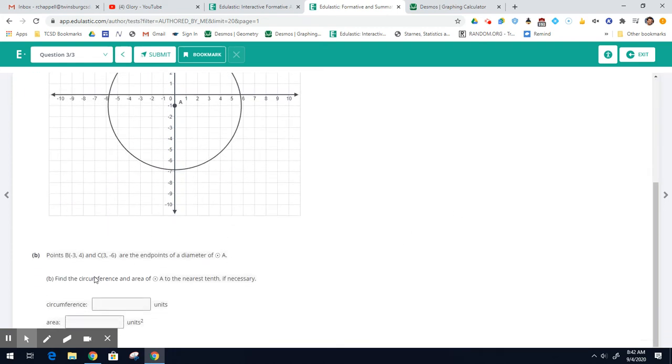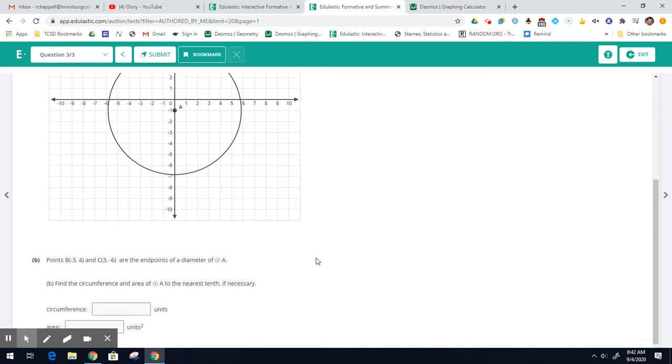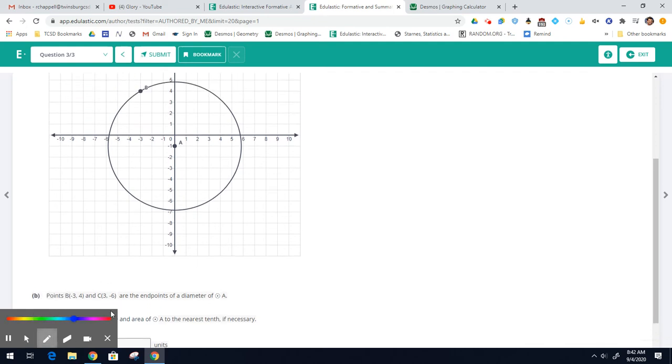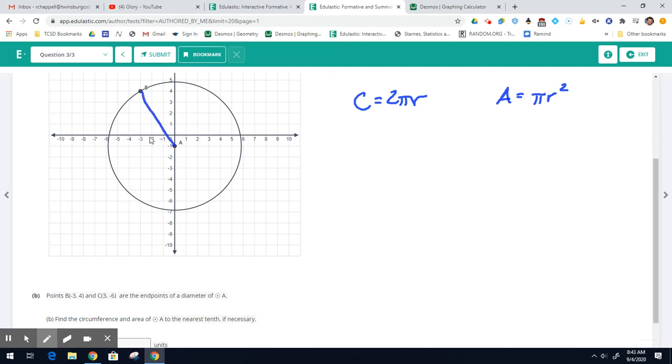Now it says, okay, find the circumference and the area of the circle. Well, let's talk about this. So to find the circumference, let me scoot this up so I can see the picture. The picture is important. That's why I added it as the first part of the question. To find the circumference, I'm going to use the 2 pi r equation. And to find the area, it's the same formula, just with the 2 as the exponent, pi r squared. So we need to find the radius, which is the distance between A and B.